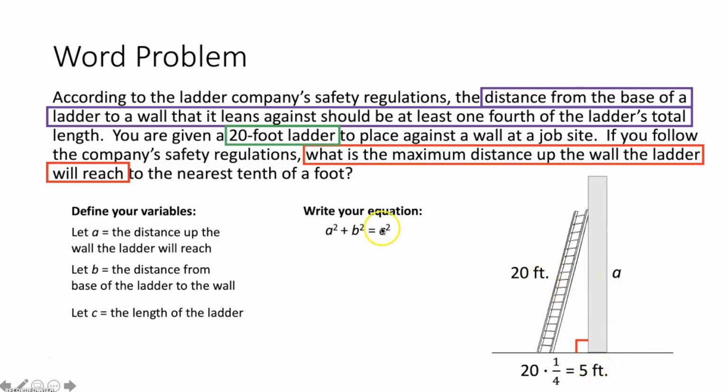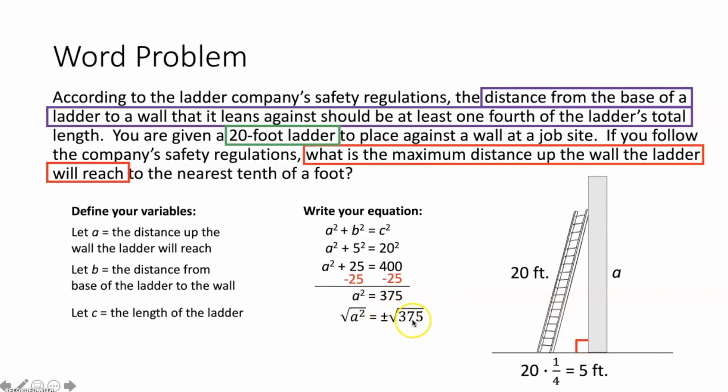So we're going to plug in 5 for our B, 20 for our C. So now we solve this equation just like we have been doing. We're going to square the 5 and the 20. We then solve for A by subtracting 25 on both sides and then square rooting both sides to get A all by itself. Remember, when you square root a variable squared, you've got to put plus or minus on the other side. Now the only issue is that here we're dealing with a side length up a wall, meaning it's not going to be negative. So we're going to use the principal root. We're going to use the positive version of our square root.